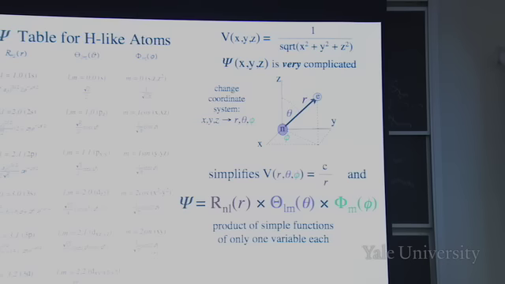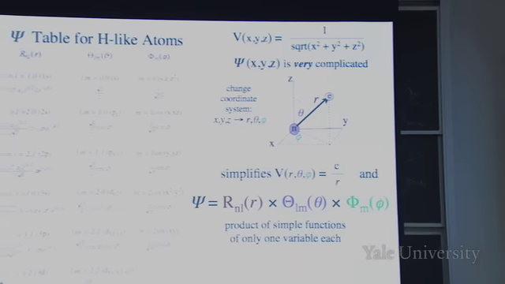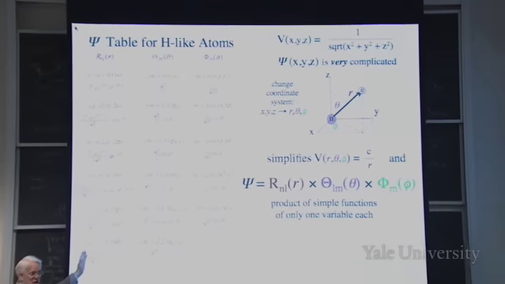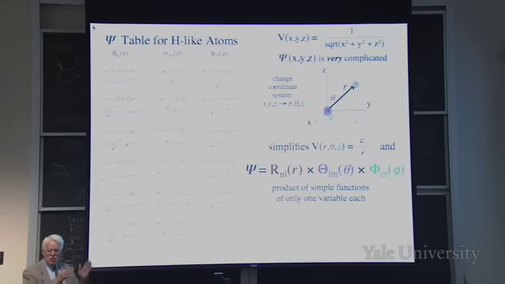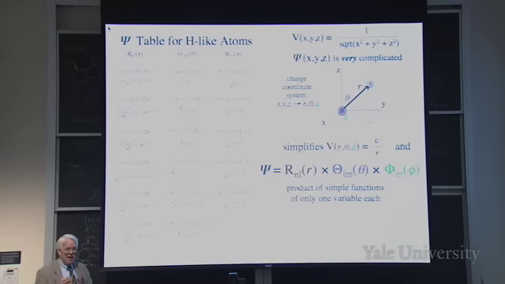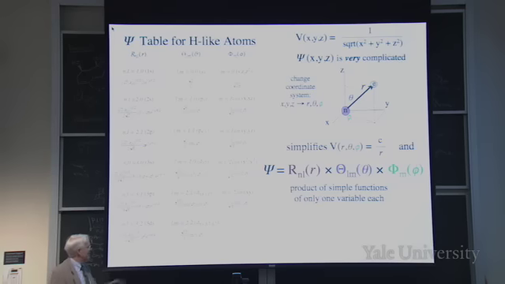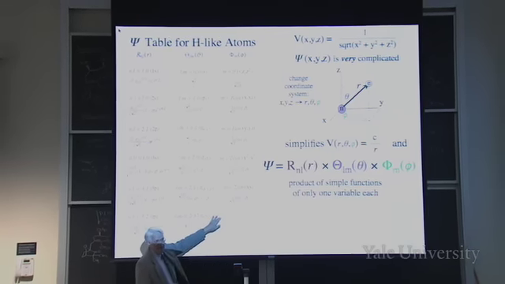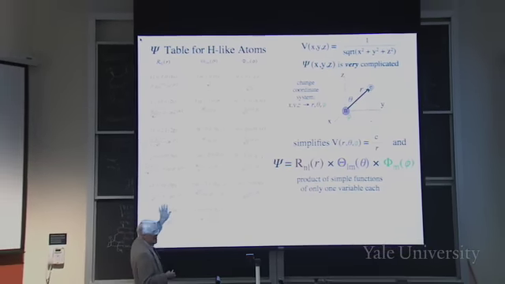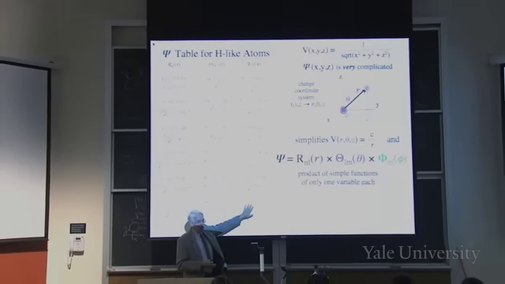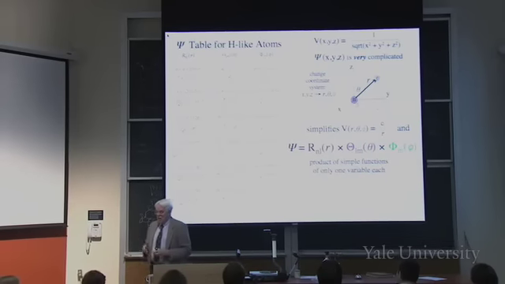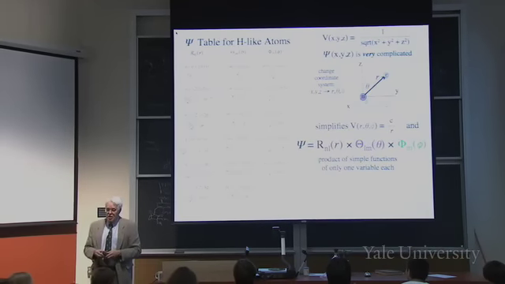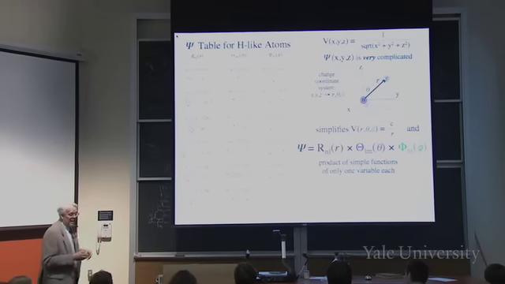Now, this table gives you those functions, the r function, the theta function, and the phi function. It's like a restaurant where you get to choose one from column A, one from column B, one from column C, right? Here's your appetizer, your main course, and your dessert, right? So you choose one of these, one of these, one of these, multiply them together, and you have the true function, right? Now, they look very, very complicated.